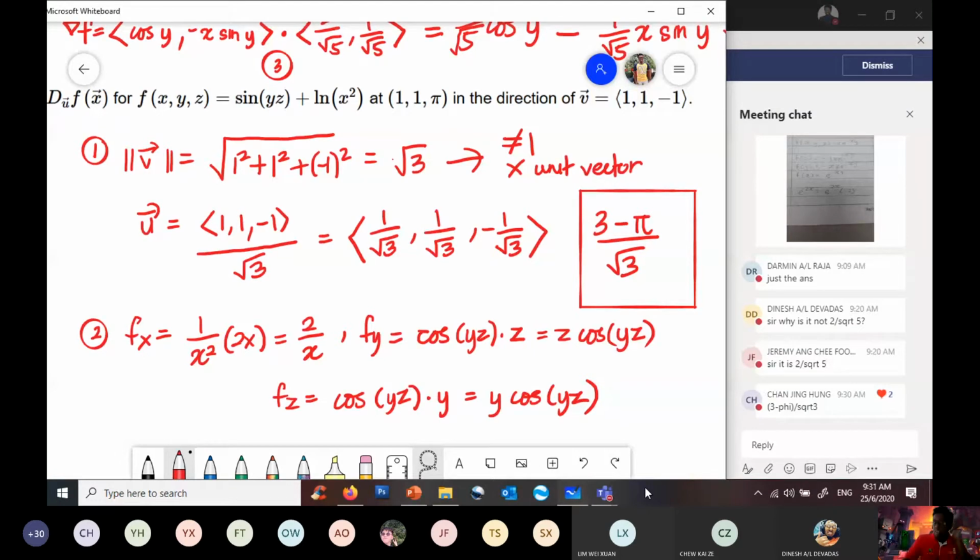Because once you find the unit vector and then the gradient vector, the dot product is very easy. You're just writing side by side and then adding all the things together. And then finally plug in the value there. What value? This value. You have to plug in this value at the final part. 1, 1, pi.